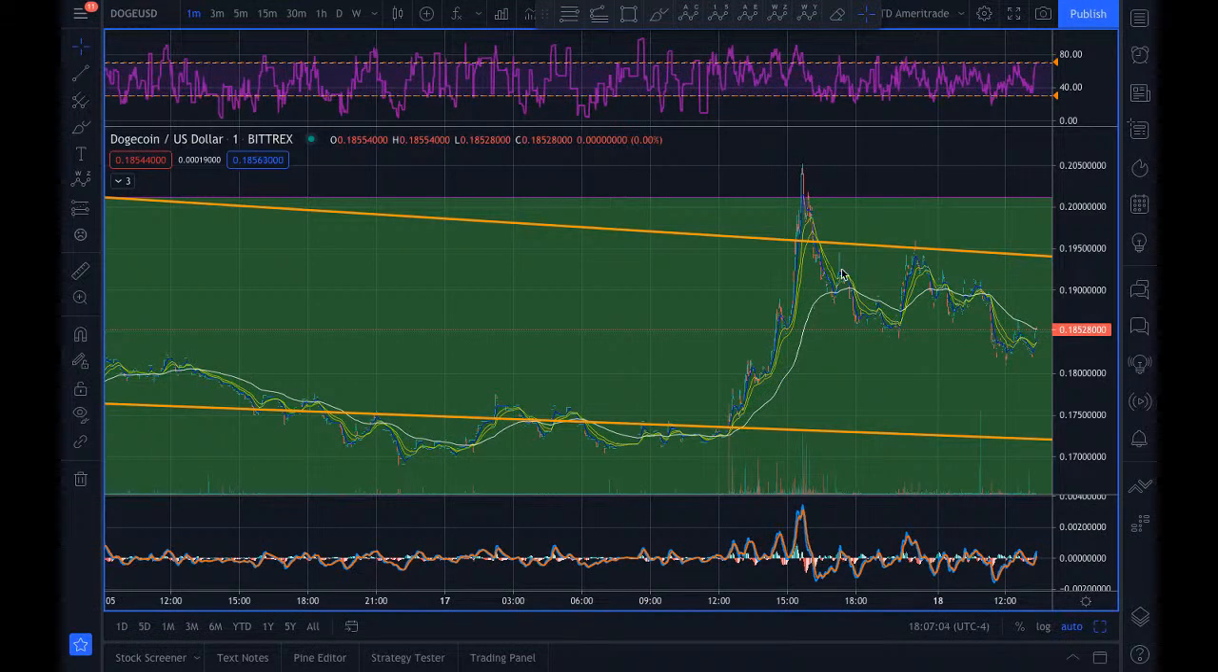Alright, so right now we're looking at the Dogecoin first and we'll do DGB after.